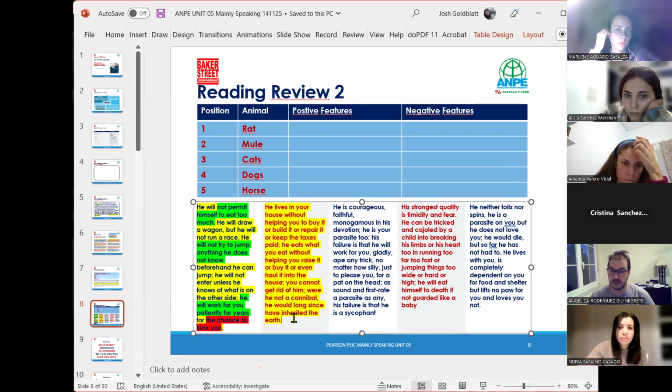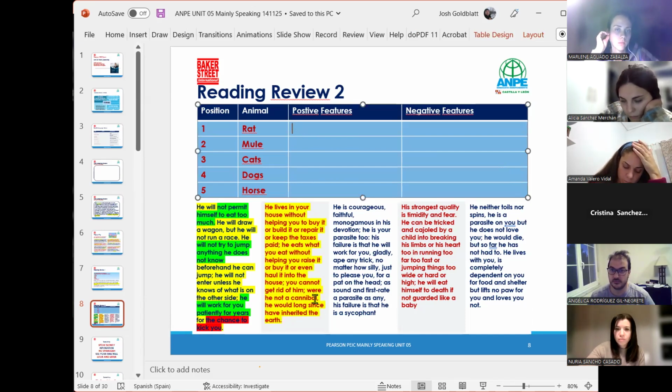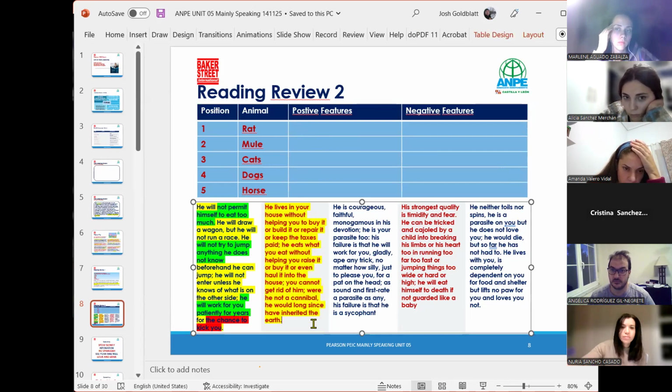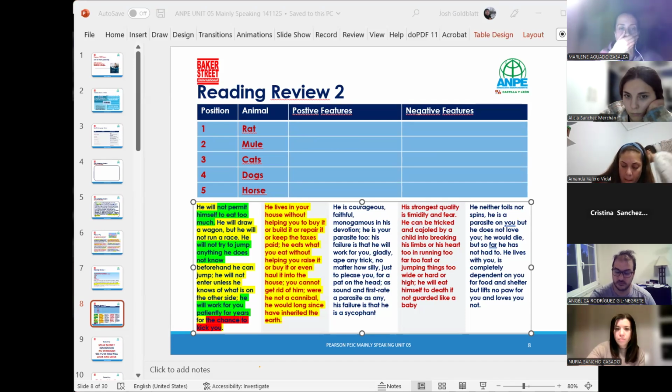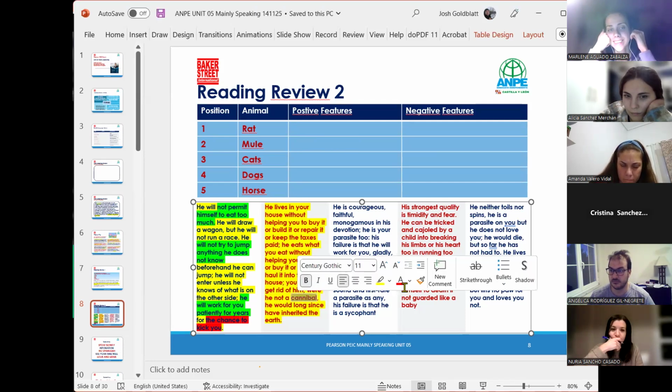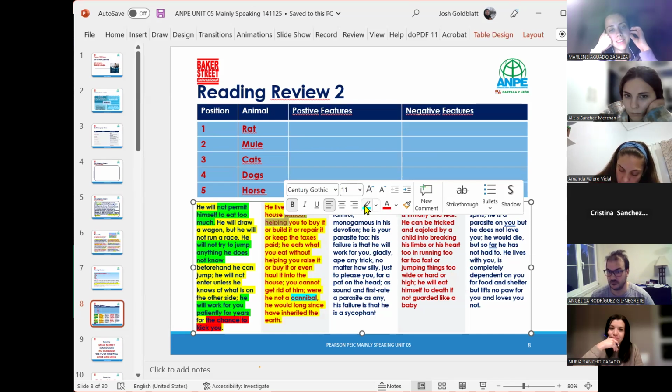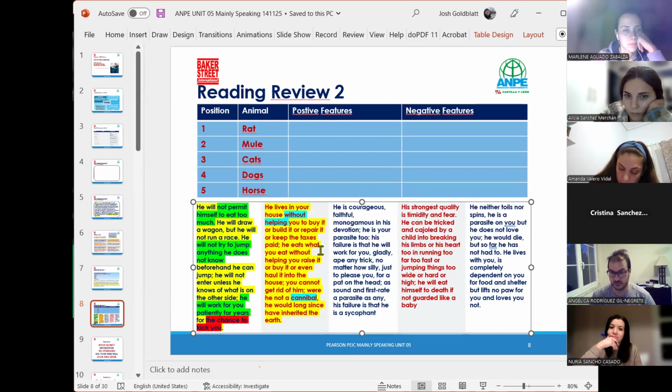Anybody? Cat. Rat. The rat. Okay. Any positive features? Anything positive about the rat? Okay, so thank you, Anna and Angelica and Sandra. Yeah, it's the rat. Good. What are the positive features? None. And what are the negative features? Everything. Well, everything. What about this then? Is a cannibal. That's pretty negative, isn't it? Okay. And he doesn't help with anything. Without helping. So quite negative.